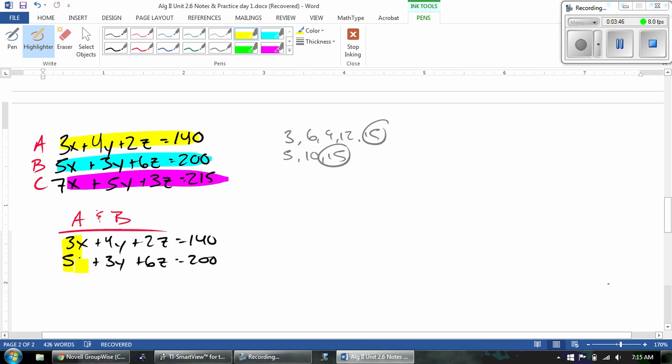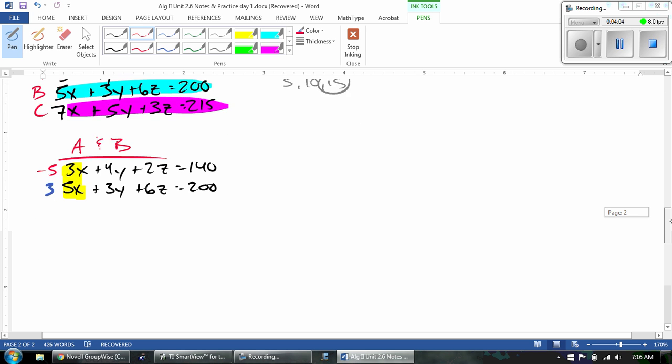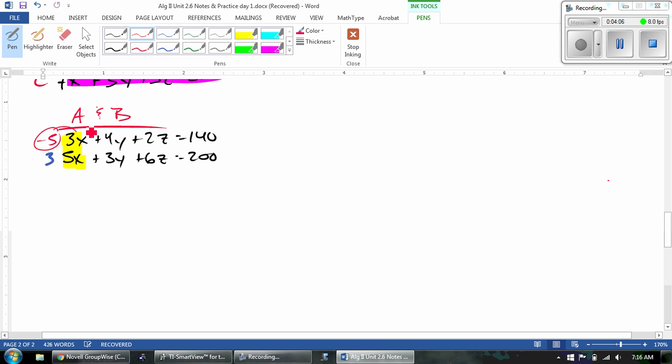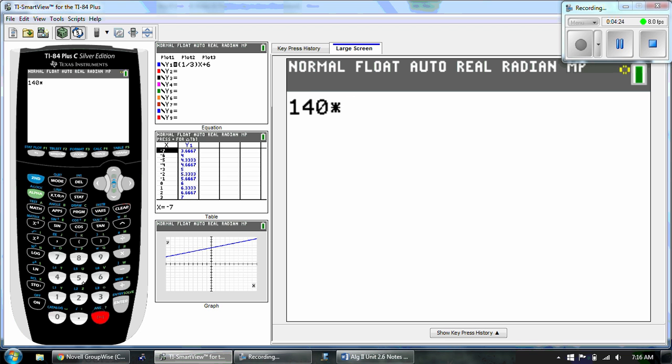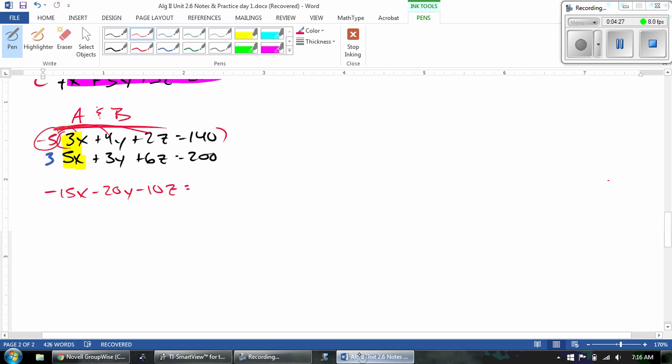Okay, so to cancel our x's, I need to multiply the top by 5 and the bottom by 3. Now, the only thing that's wrong with that is one of them needs to be negative. It doesn't matter which one. I just made the top negative. So let's distribute the -5 to everything, and the biggest thing is we have to watch our signs. Negative times a positive is negative. And then 140 times -5, we get -700.